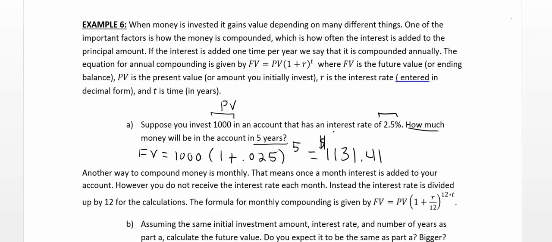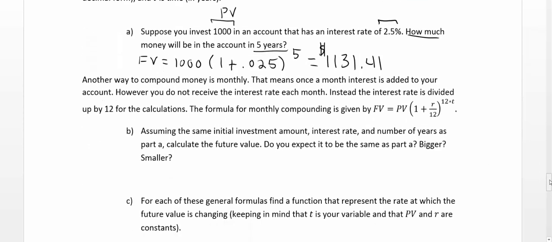Another way to compound money is monthly. So this is something you may see when you go to the bank, a monthly checking rate. That's how typically savings and investment accounts work that are common at banks. That means that once a month, interest is added to your account. However, you do not receive the interest rate each month. You don't get 2.5% every month. Instead, the interest rate's divided up by 12, and each month you get a little chunk or 1/12 of that 2.5%.